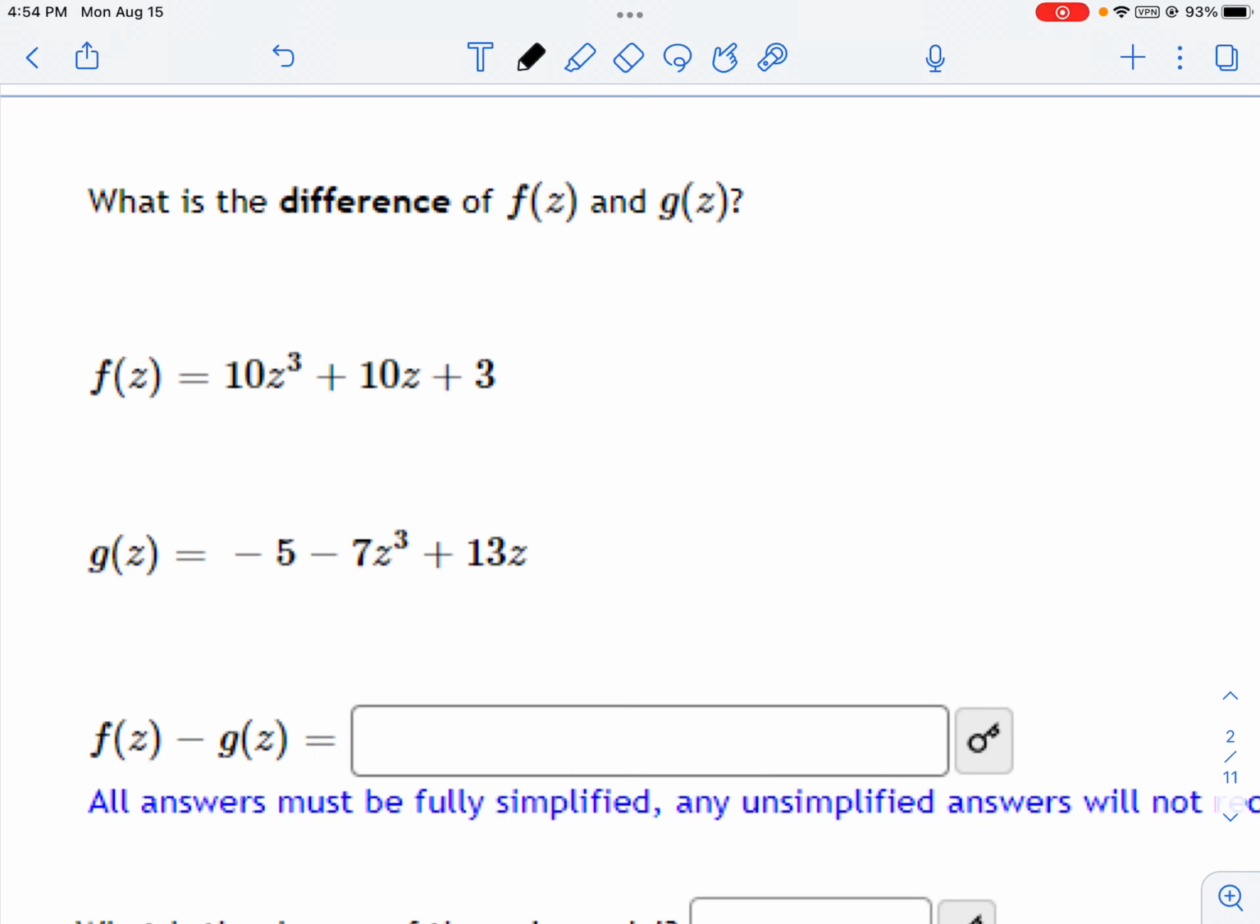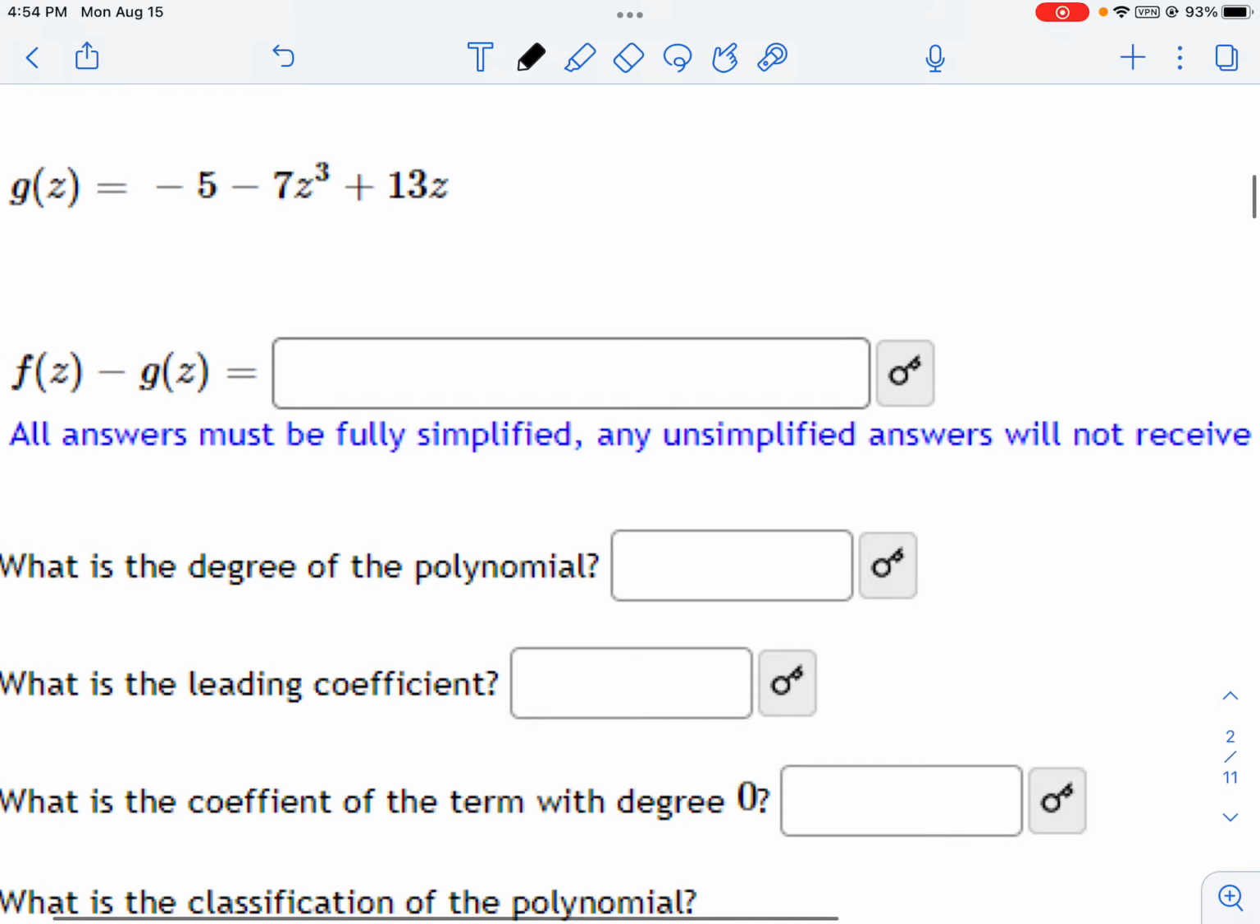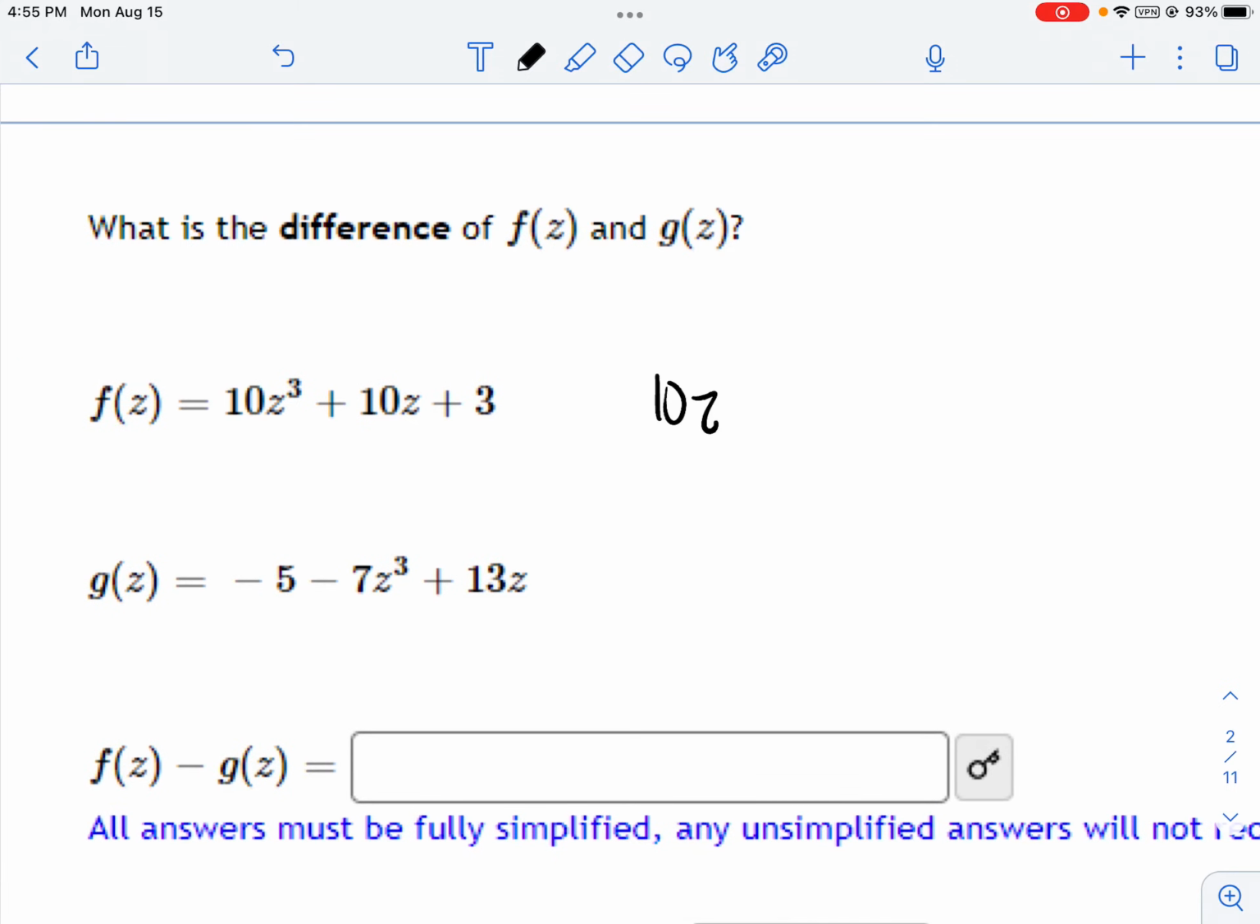Difference just means subtraction between them. If it was a sum, you would just combine your like terms and you'd be done. Now difference needs to work a little bit differently here. So it says f of z, which we know is 10z to the third plus 10z plus 3. It's literally given to us. So our f of z minus g of z is going to be our f of z minus our g of z.